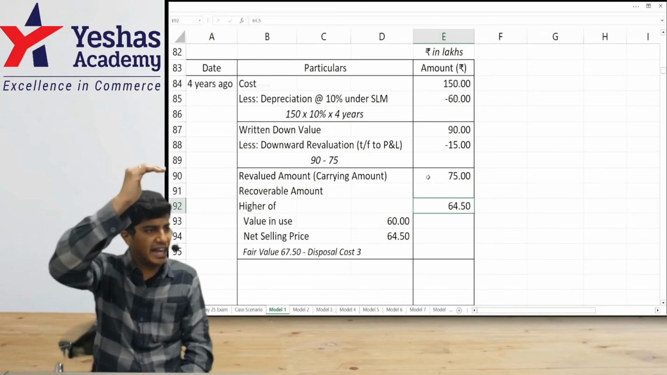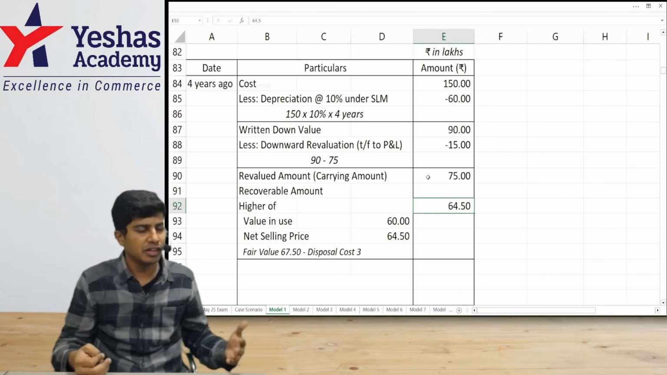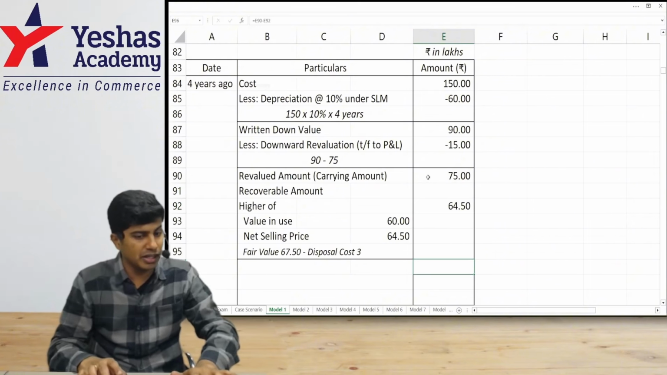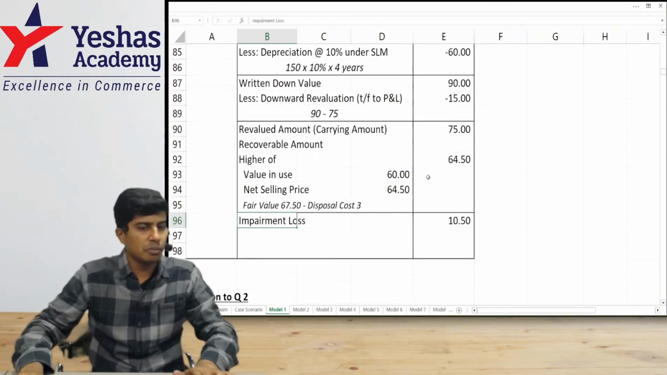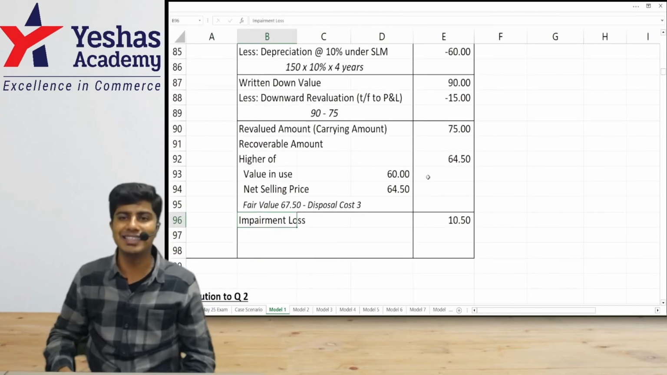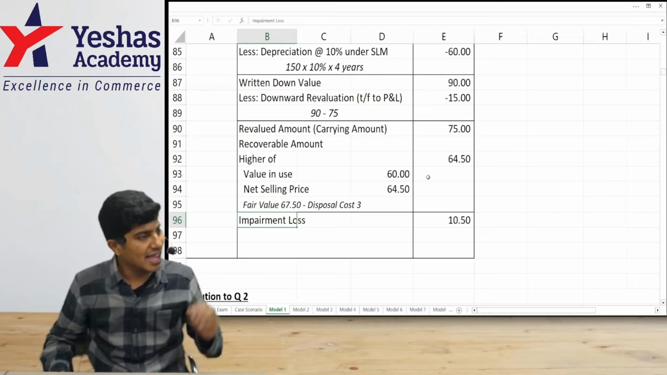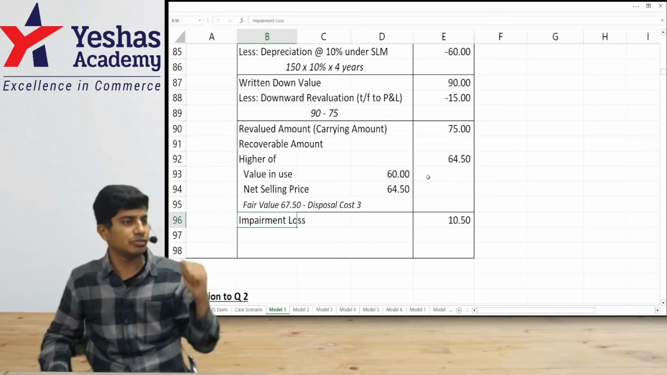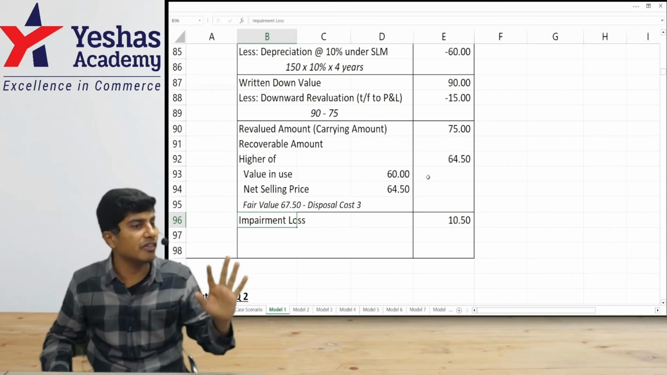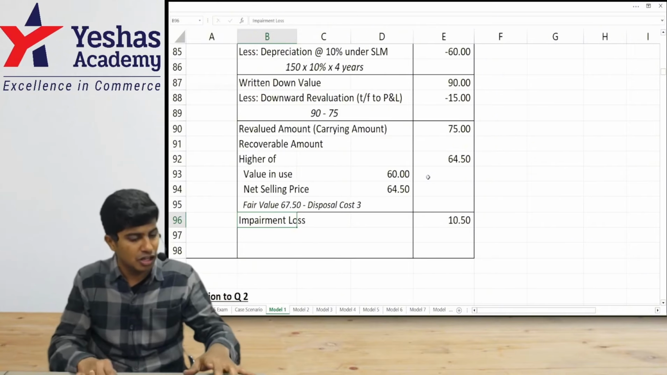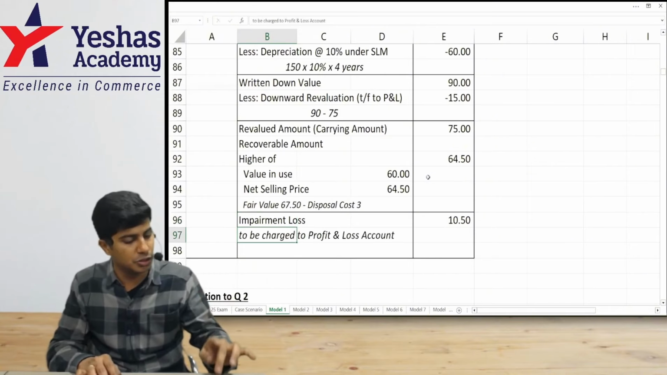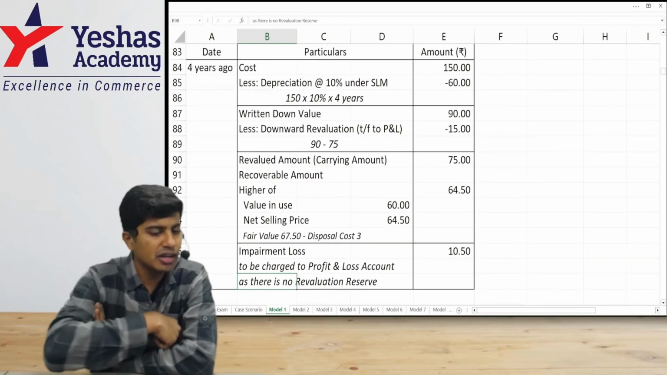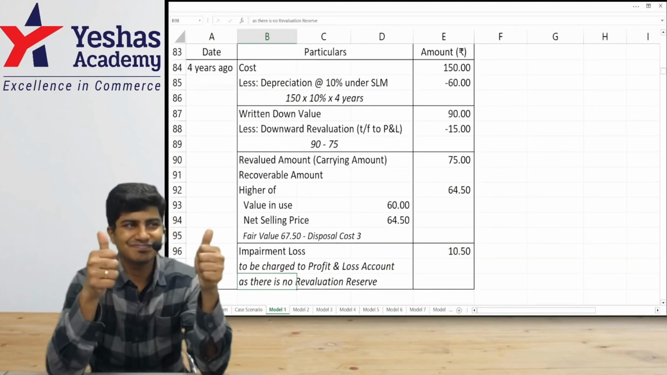So 75 is the carrying amount. It can recover only 64.5. The difference 10.5, whatever is there, is transferred to impairment loss. Impairment loss, before it is transferred to P&L, should be adjusted against revaluation reserve. In this case, the asset which is impaired was never previously upward revalued. So there was no concept of upward revaluation, there is no concept of revaluation reserve. So the entire impairment loss will be charged to the P&L account as there is no revaluation reserve. This, my friends, is the answer.